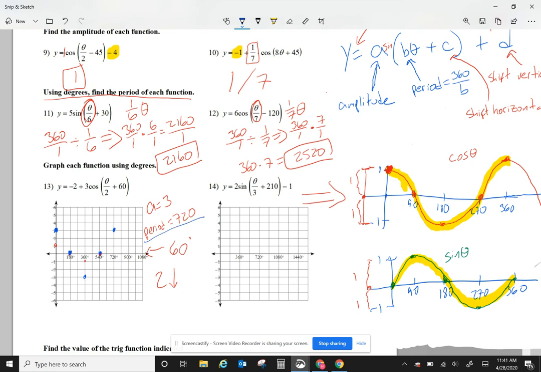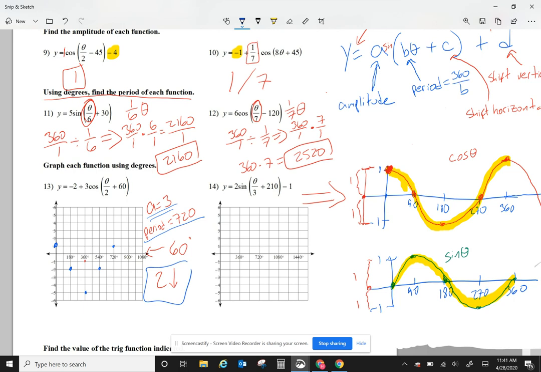So I took care of my period. It took 720 degrees for the period to repeat. My amplitude is 3, so it went all the way up to 3, all the way down to -3. Now I have to move everything to the left 60 degrees, and I have to move everything down 2. So let me start by moving everything down 2. Each of my points, let me erase these points. I move everything down 2.